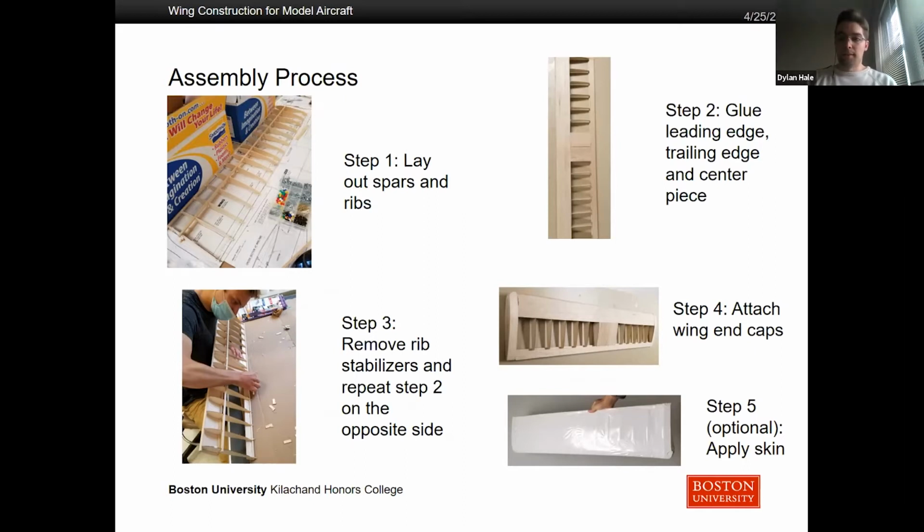And then once that was dry, you could flip it over. You would have to remove the rib stabilizers because they were only there for assembly. And then you can put on the leading edge and trailing edge on the opposite side. And then if you were actually going to fly the wing, you'd obviously put a skin on it, which we showed here as an example. We put skin on one of our wings, but as we weren't actually flight testing our wings, we decided not to put skin on all of them.